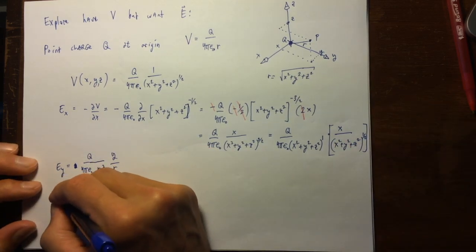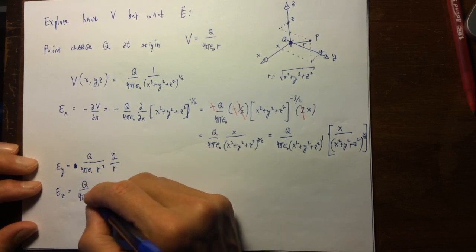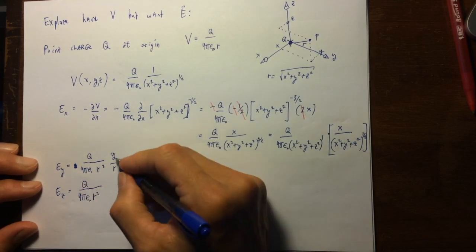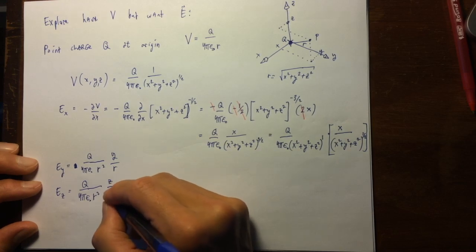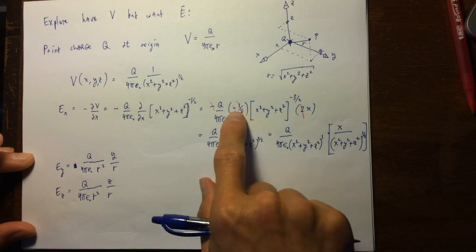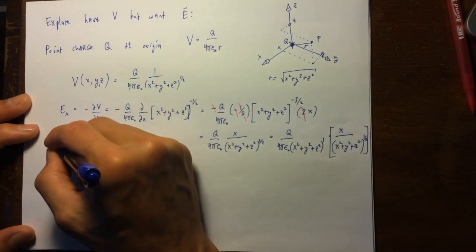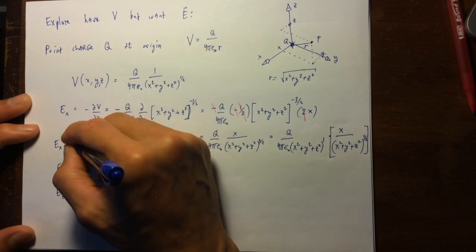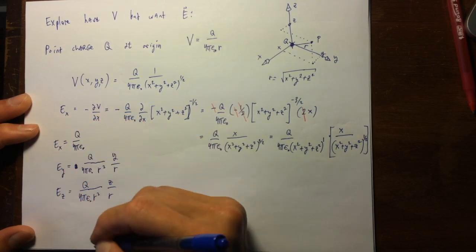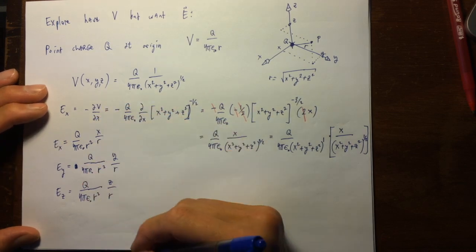And Ez is q over 4 pi epsilon naught r squared. And then for z, the z comes out instead. The same factor of 2 killing the half. The minus sign's also doing exactly the same thing. So if I summarize, I get q over 4 pi epsilon naught r squared times x over r.